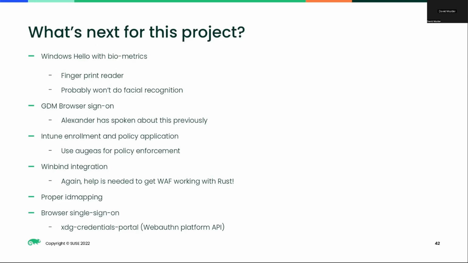Again, Winbind integration. I need help with WAF. WAF is ugly. I'm sorry, it's ugly. I need to figure out proper ID mapping. Right now, I'm doing something a little weird. I talked about this briefly yesterday during Alexander's talk. To do ID mapping, I'm taking the RID of the converted object ID of the user, converting it to a SID and taking the RID off of it.